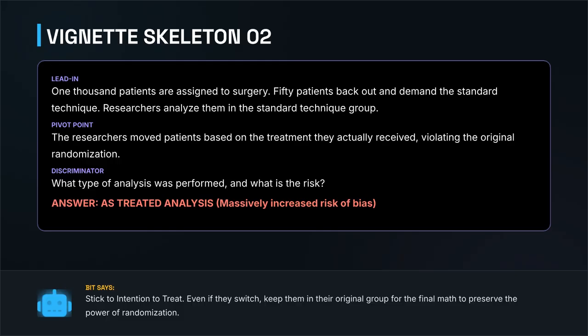If you move them to the medical group, you are unfairly loading the medical group with highly anxious and fragile patients. This introduces massive confounding variables that will completely invalidate the entire multi-million-dollar trial. You must hold the line and demand intention to treat.